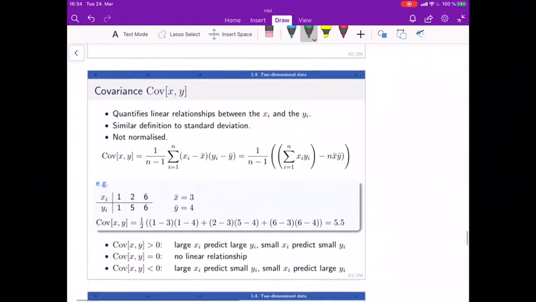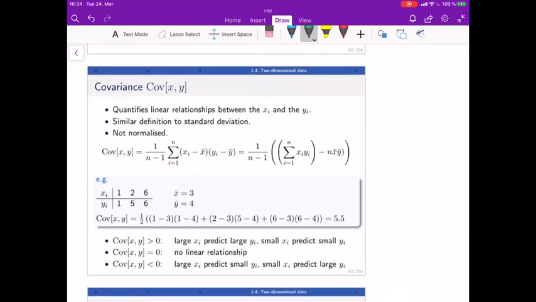That's all just nice to look at. How can we put it into numbers? What we can calculate is the covariance. It quantifies linear relationships only, and the formula for it is very similar to the variance.